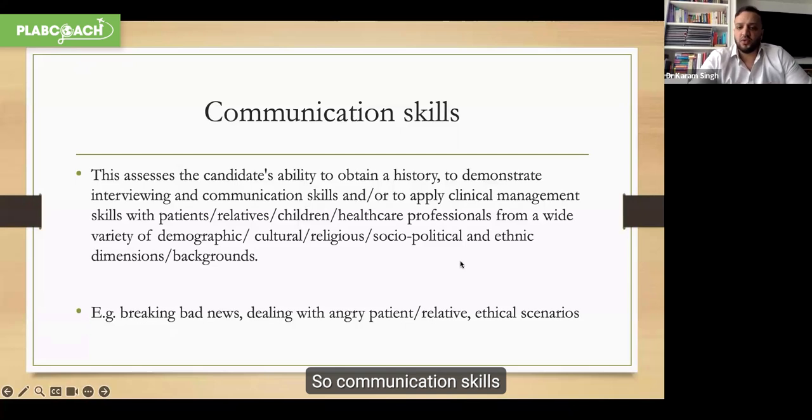So communication skills are must, okay? And things like breaking bad news, ethics, definitely, okay? Ethical stations come up in every single exam, okay? Whether that's contraception counseling in young people, whether that's talking about DNAR, mental capacity assessment, dealing with an angry patient, these always show up in the exam, and I'm going to give you the approach for each one of the different types of ethical scenarios that show up.